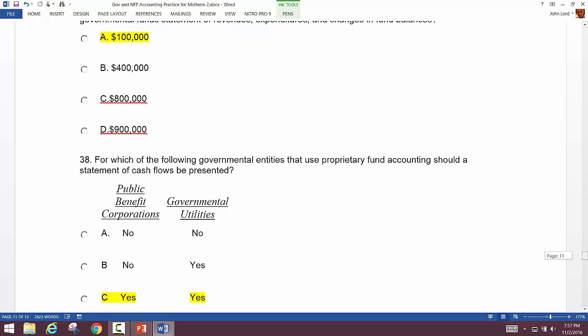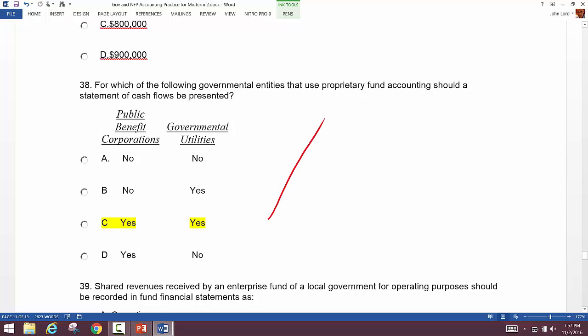I don't like this one. I mean, I expect you to know that a governmental utility is an enterprise fund. Oh, I see. Then we prepare a statement of cash flows. So this one I'm okay with. This public benefit corporation, whatever.